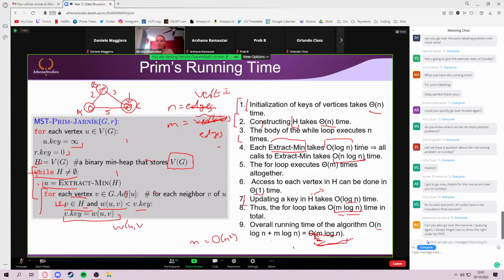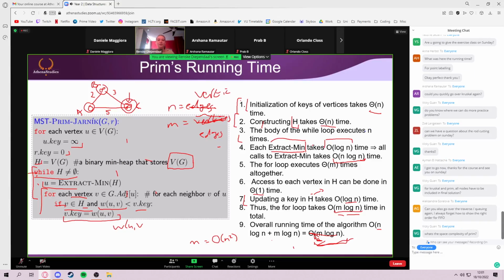We construct the H when we put all the vertices in, so that's why it takes n time. Then while it's not empty, that's going to be n times. We extract elements from the min heap, which always takes log n time because it's a binary min heap. And we do this n times, so that's going to give us n log n.